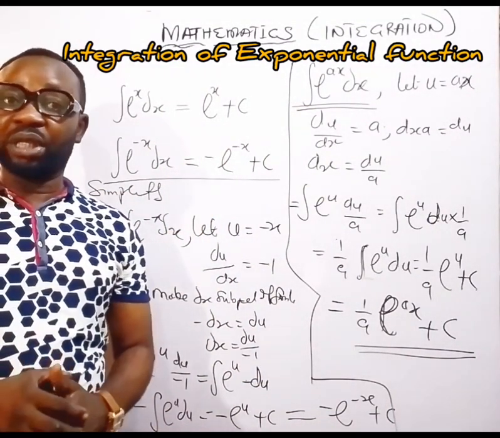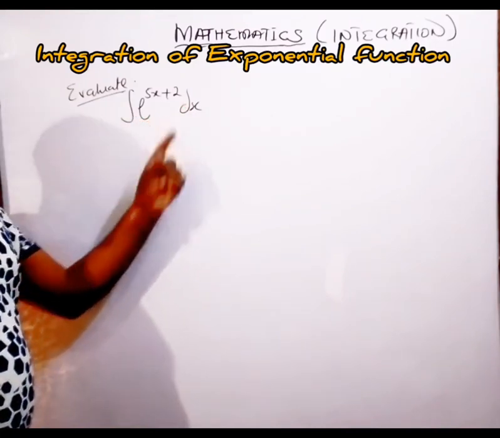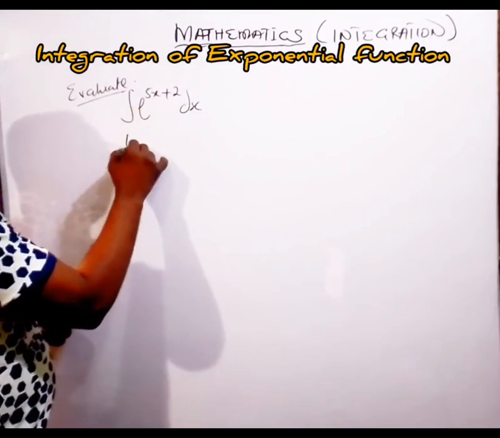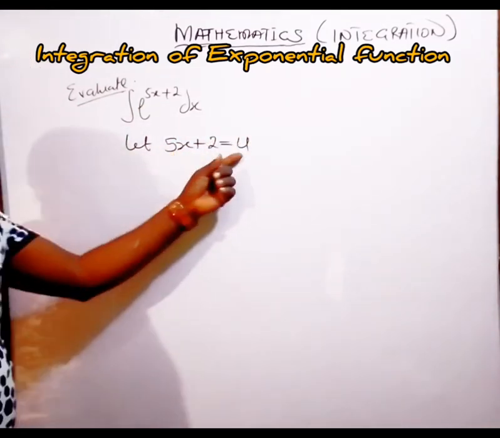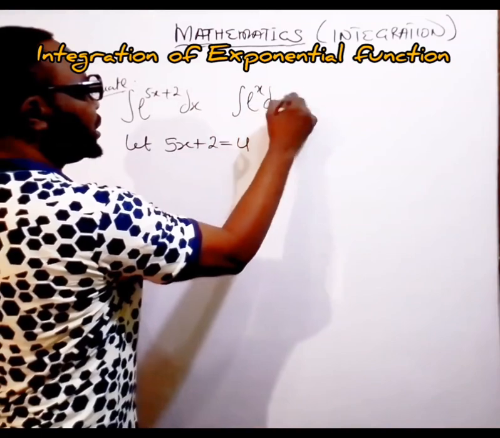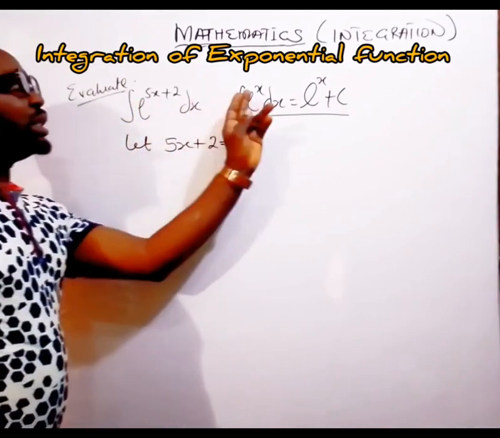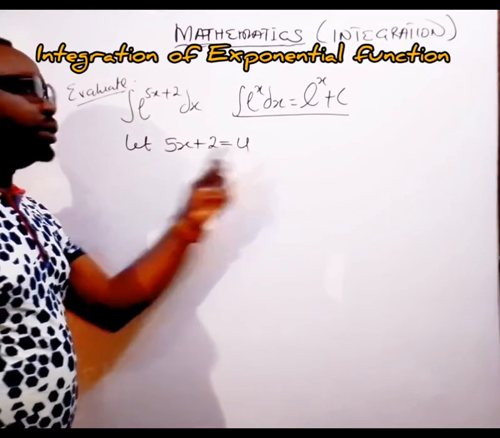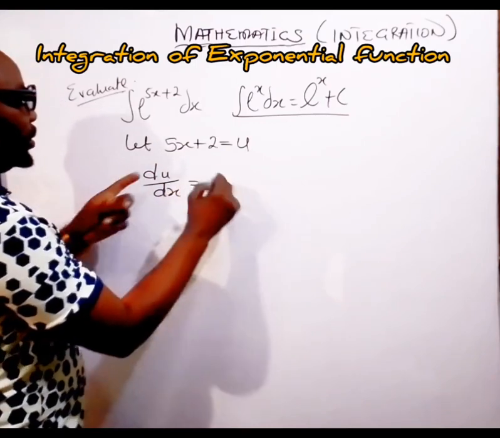Let's look at some questions as regards evaluating this expression here. This is an exponential expression. To evaluate it, we have to firstly let 5x plus 2 equal to u. When 5x plus 2 is equal to u, don't forget that the integral of exponential x dx is equal to exponential x plus c. Take note of this. But because it is not just x that is the power here, that is why we have to make that particular value u.